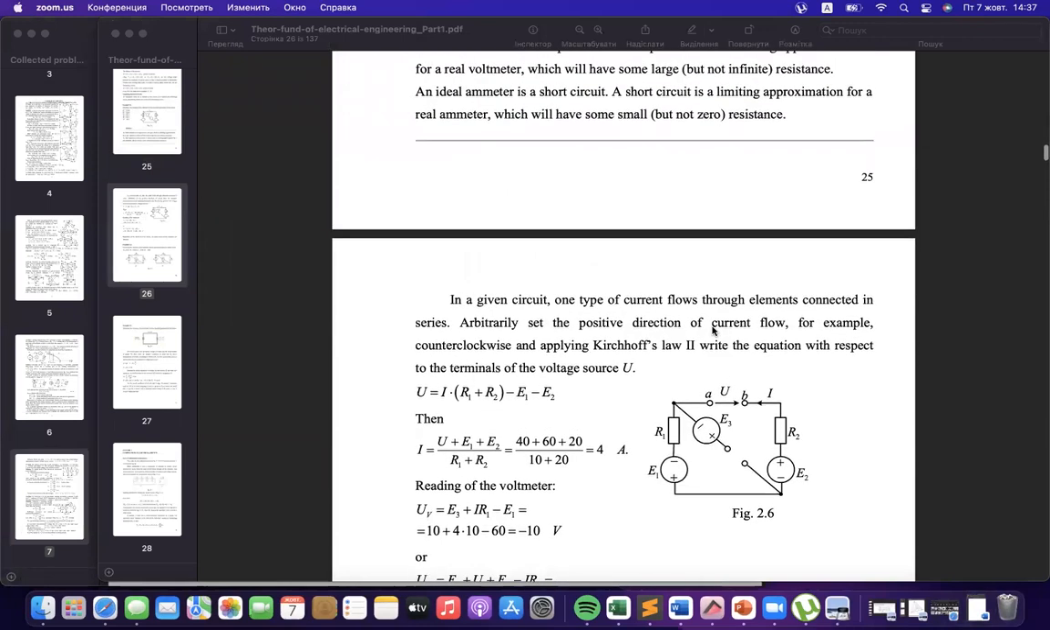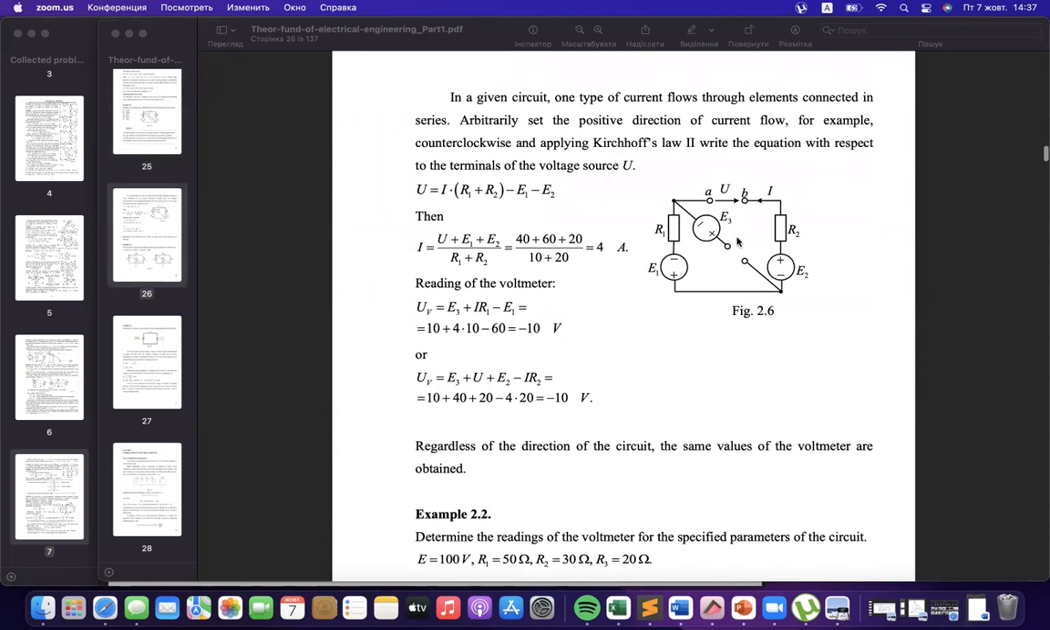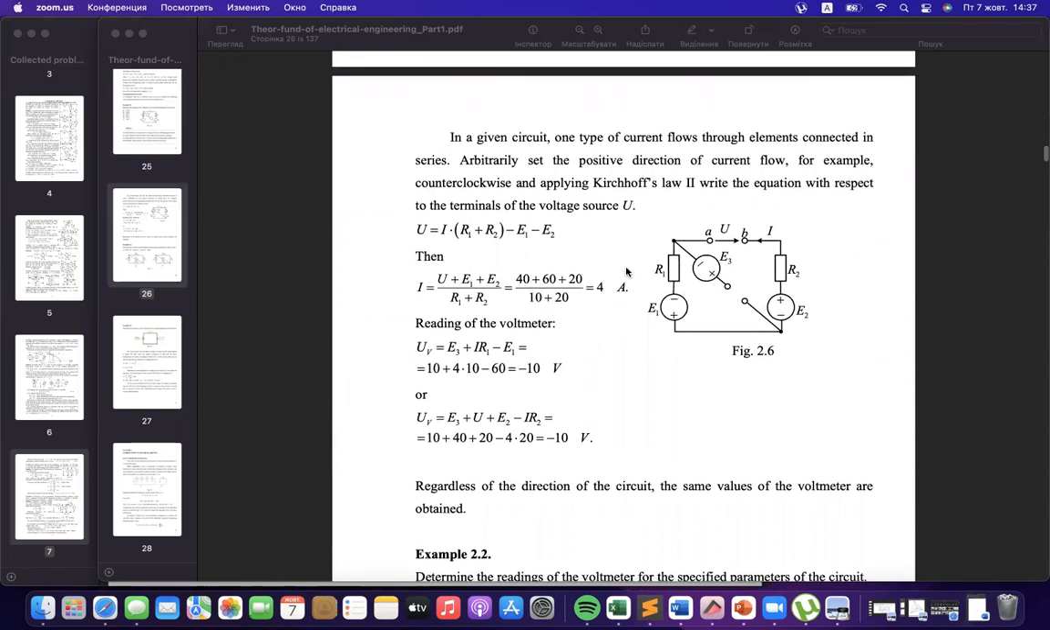And if we are asked what voltage will be on the voltmeter, it means that we are asked what voltage will be between these points in the central branch. How could we find it? We could apply the Kirchhoff law that we discussed previously. This law tells us that total voltage of sources should equal total voltage of consumers.